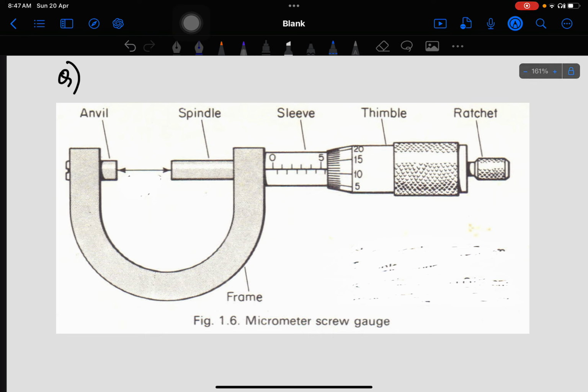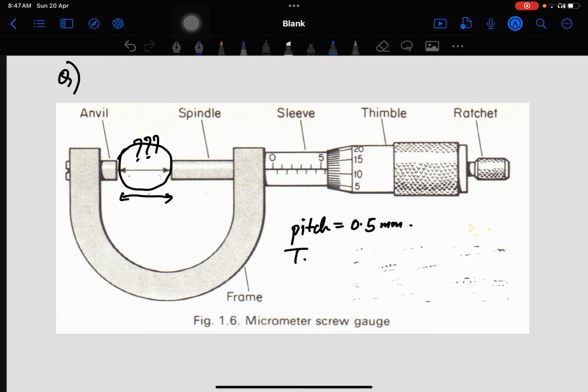Suppose you are asked, some object is placed over here, maybe some wire is there in this way. You're asked to find out what is the diameter of this particular wire, right? The data given is that over here the pitch is equal to 0.5 mm and the total number of circular scale divisions is equal to 50.